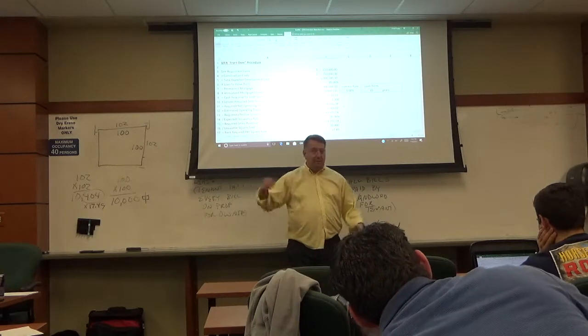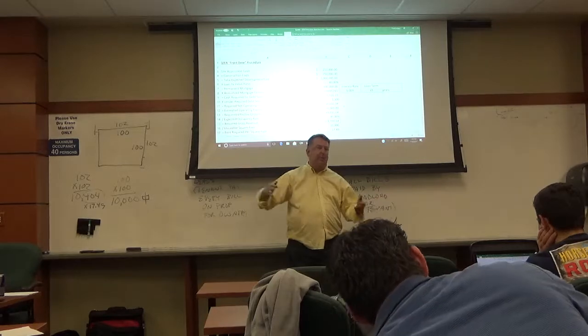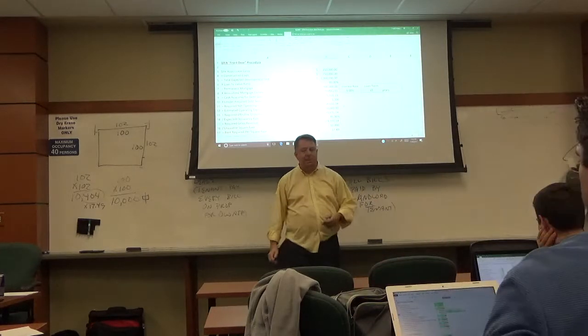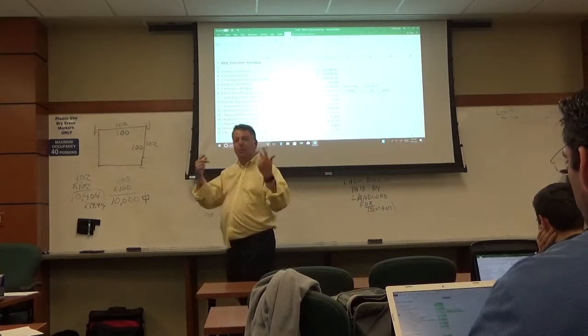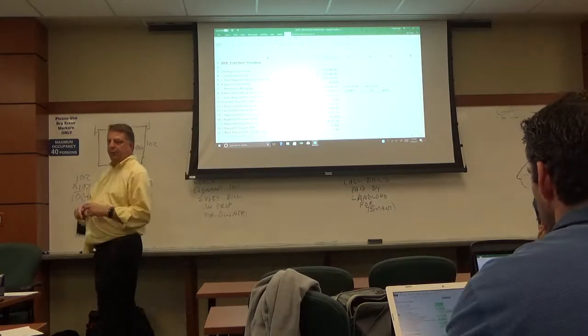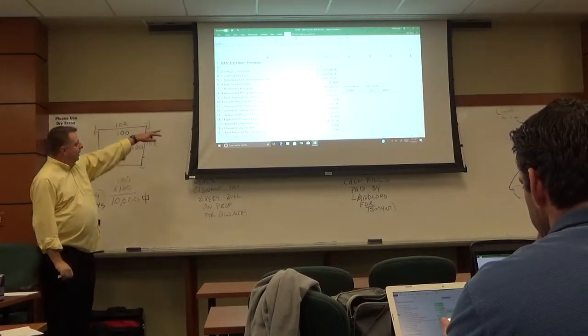My point being is, well, yeah, it's usable space. It's not air-conditioned space, but it's usable space, okay? So I'm not saying it shouldn't be included, but the point is you've got to ensure that you're trying to be accurate about this. Okay.